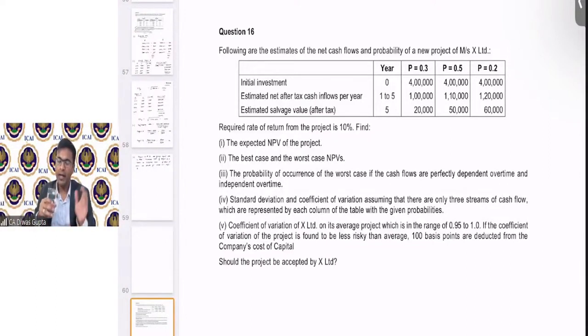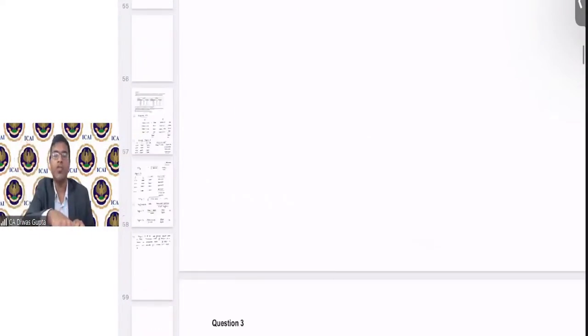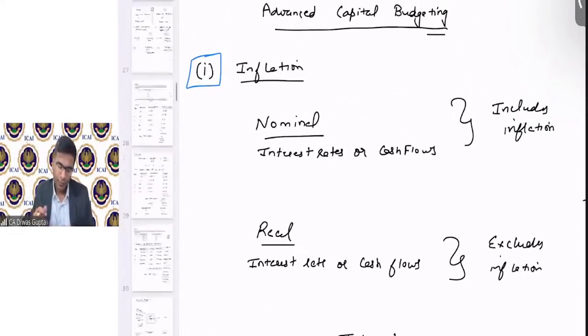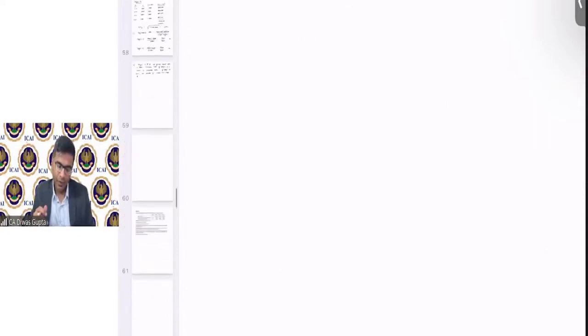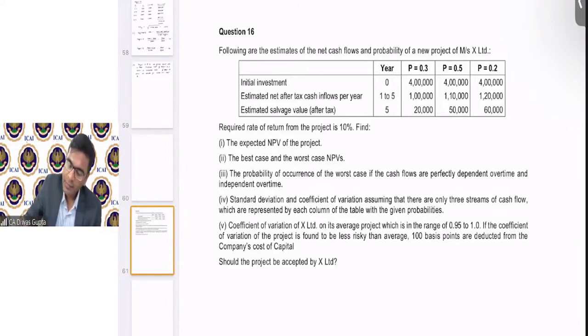Initial investment, there are 30%, 50%, and 20% probabilities. And in all the probabilities, initial investment remains same, which is 4 lakh rupees. Then estimated net after tax cash inflows per year is 1 lakh, 1 lakh 10,000 and 1 lakh 20,000. So 30% chances you will get a minimum cash flow of 1 lakh, 50% chances you will get a cash flow of 1 lakh 10,000. Sorry, students, I think you have to go to question number 16 here. And then 20% chances you will get the highest cash inflow of 1 lakh 20,000. Then estimated salvage value is also given. The required rate of return from the project is 10%. Okay, students?